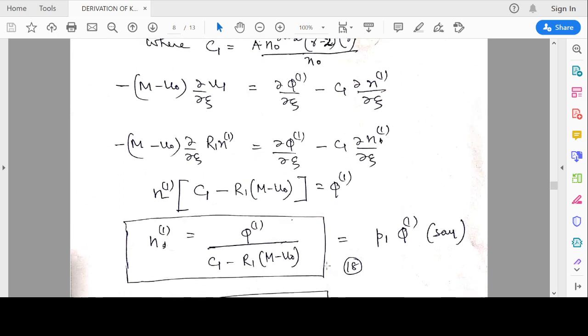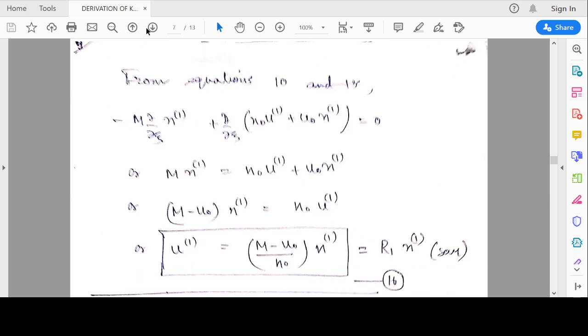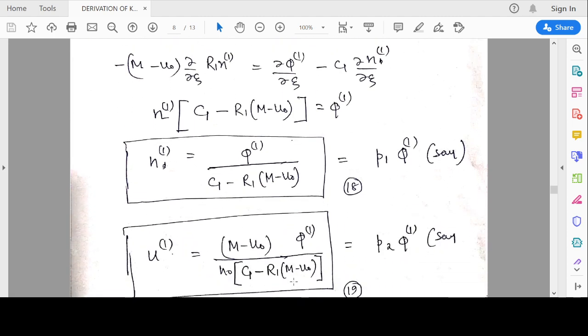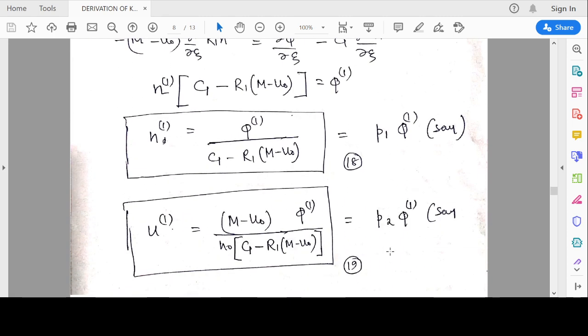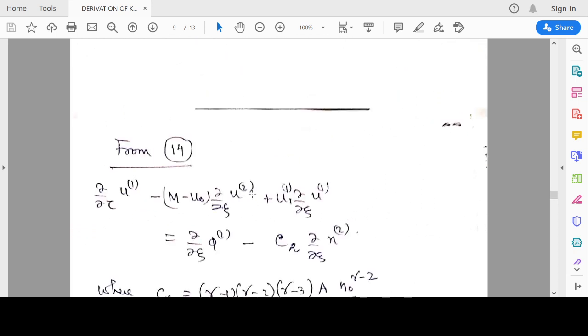Similarly from the previous page, as we have done here, u1 in terms of n1, we can also write u1 in terms of phi 1, and we call it p2 phi 1. Yes, I have just kept it so simple, because writing all these things all the time is really laborious work. So it is simplified.